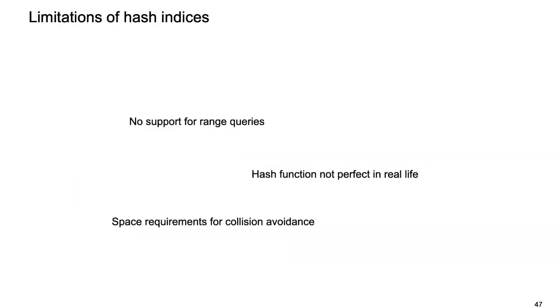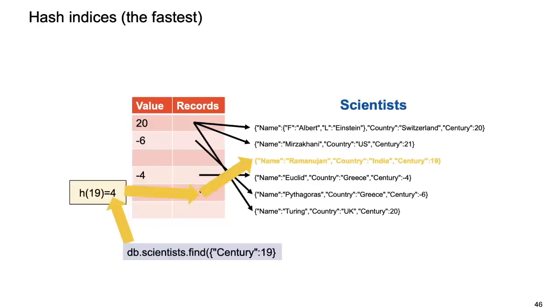But of course, even though it's magic, there are a few limitations to the whole thing. The first limitation is that it's very good for point queries when you're looking for a specific value, but it's not good for range queries. Why do you think hash indices are not very good for range queries? Imagine that I'm looking for all the people between the 10th and the 18th century. Yes?